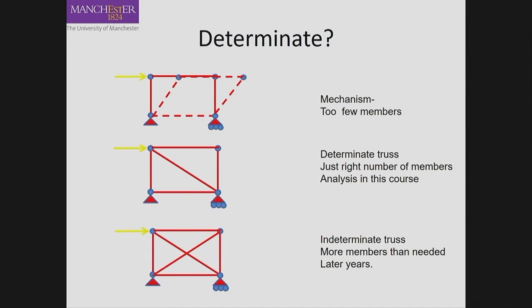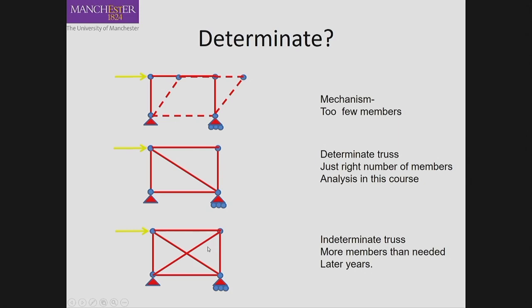Sometimes you come across different types of problems, ones that you can solve and ones that you cannot. As you mentioned before, this is a mechanism, this is not a structure. Too few members, you cannot solve those. This is the right number of members and their connections, so this is something called a determinate truss. I'll be using the terms determinate and indeterminate. Determinate means the problems that you can solve using equilibrium equations. Now this is a truss in terms of a structure, it's fine, but you cannot solve it using equilibrium alone. It has got more members than needed.